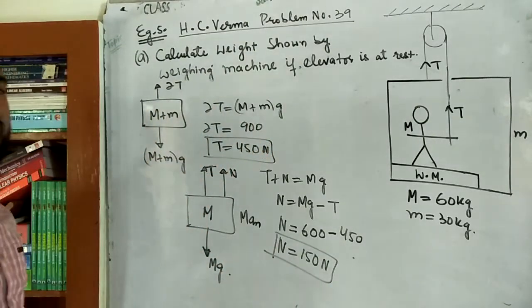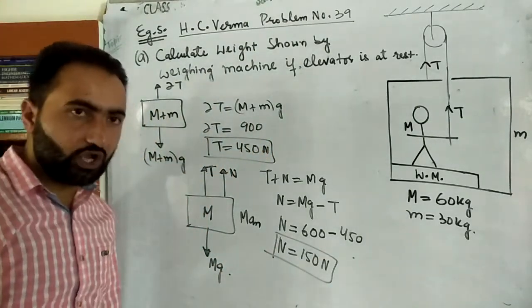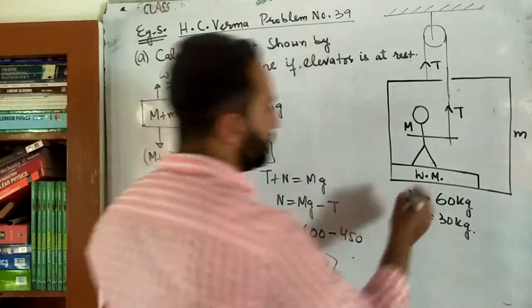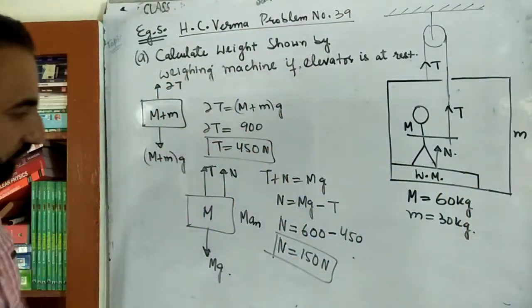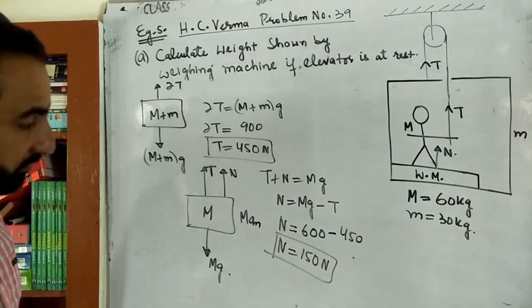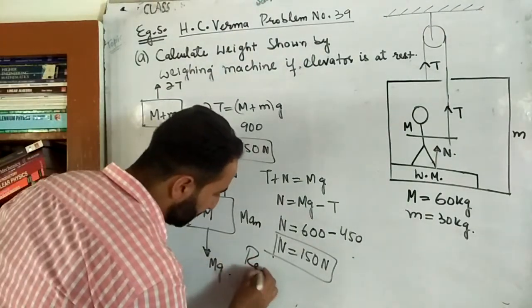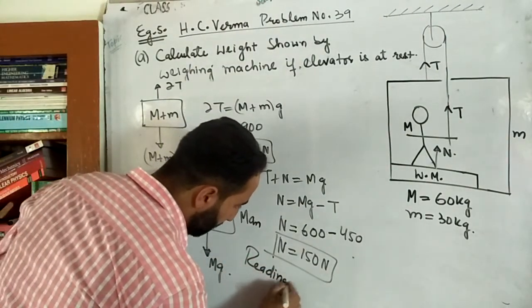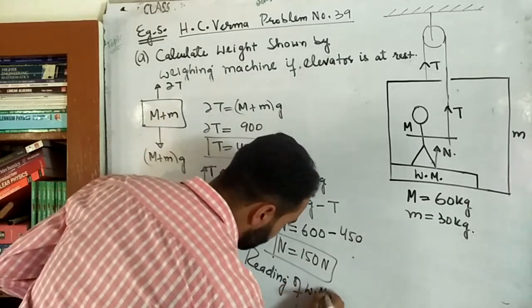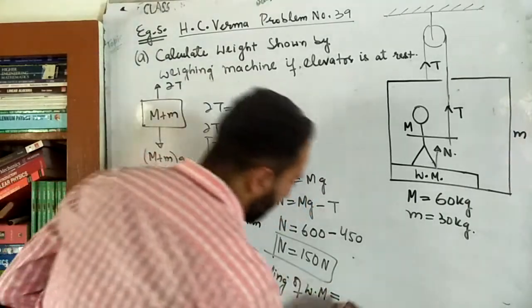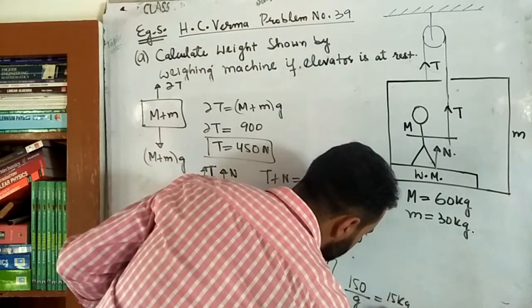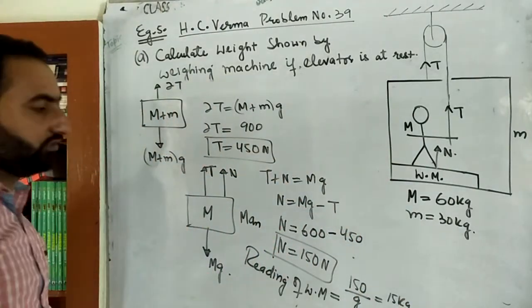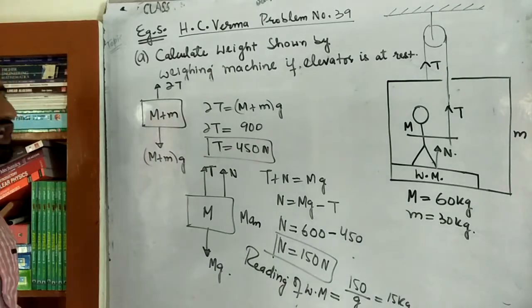Normal reaction implies the force exerted by the person on the weighing machine, or the force exerted by the weighing machine on the person like this. This is your normal reaction. Okay, so normal reaction comes out to be how much? 150 Newton. That means the reading of weighing machine, Wm, will be equal to 150 divided by G. That's equal to 15 kg. G is 10, so this 10 and 10 will cancel, so it's 15 kilogram. That means the weighing machine will show a mass of 15 kg.